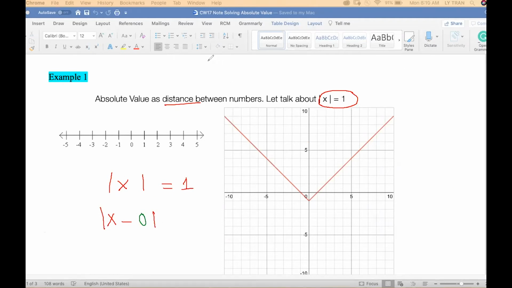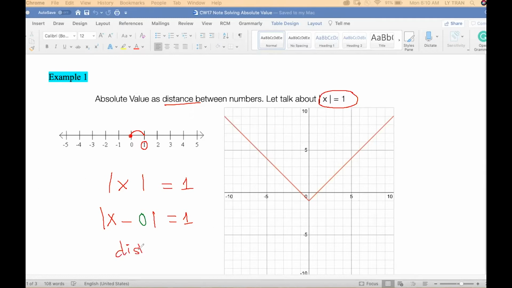That's the number we are comparing it to, and they set the distance equal to 1. So let's take a look on the number line. They said the distance between x and 0 could be any number equal to 1. So I'm going to go 1 unit to the right. That is 1, my answer. And I also go 1 unit to the left, because of the distance, right?